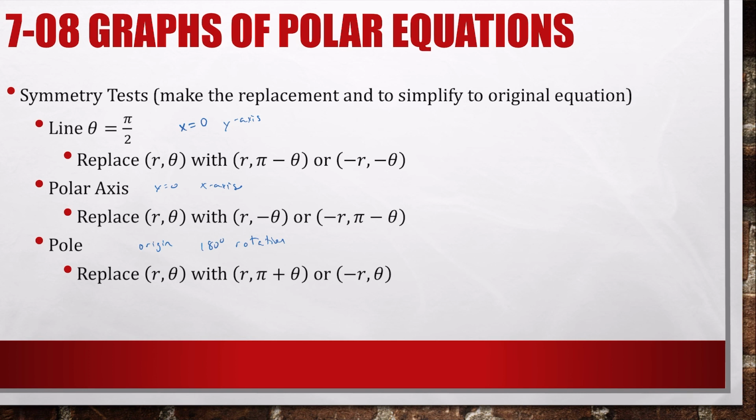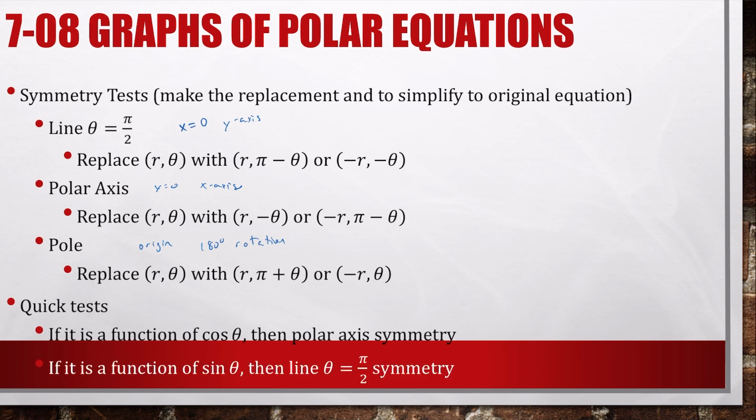So you may potentially have to be trying 6 different substitutions, so surely there's a shortcut. If the function is a function of cosine, and just cosine, then it's probably polar axis symmetry. If it's a function of sine, then it's theta equals pi over 2 symmetry. Otherwise, you'll have to try the replacements.